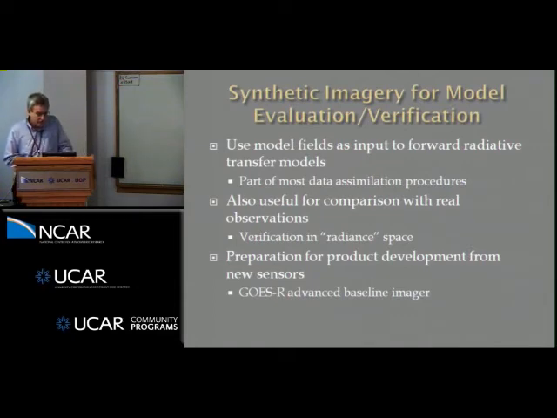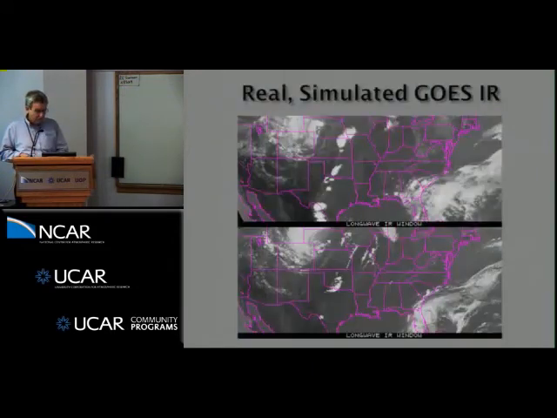Talk briefly about the use for verification. The idea there is that, similar to data assimilation, one of the first steps is you take your model fields, run them through radiative transfer models, and convert them to radiance space. And the assimilation procedure tries to modify the initial conditions so that those things match. But you can also use that same procedure just to evaluate your model.